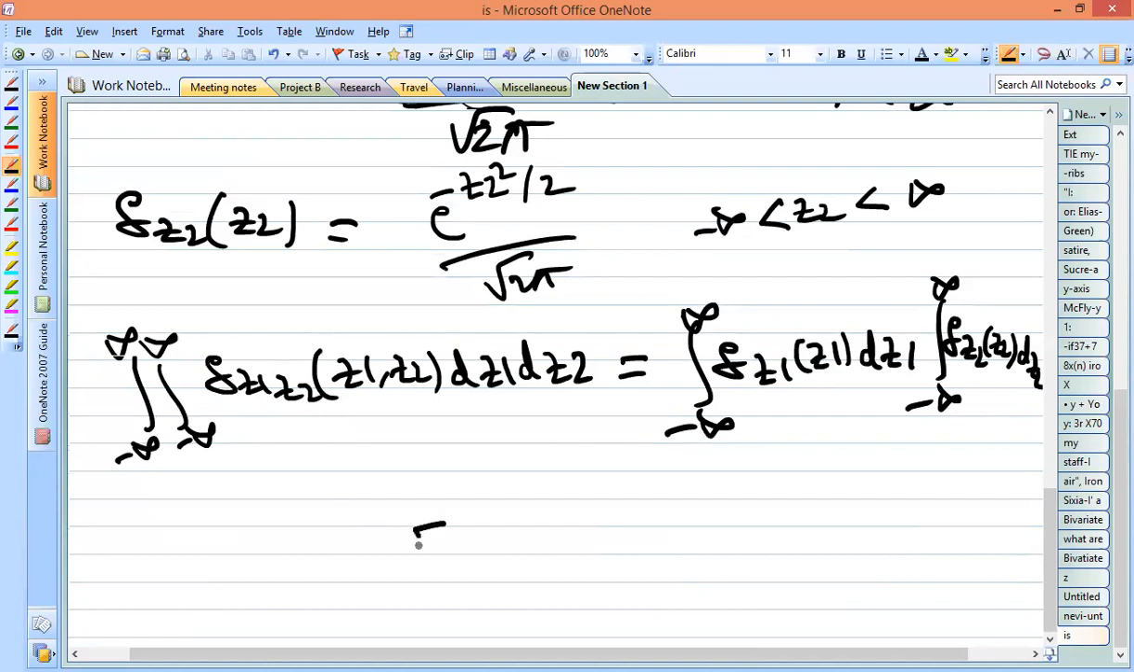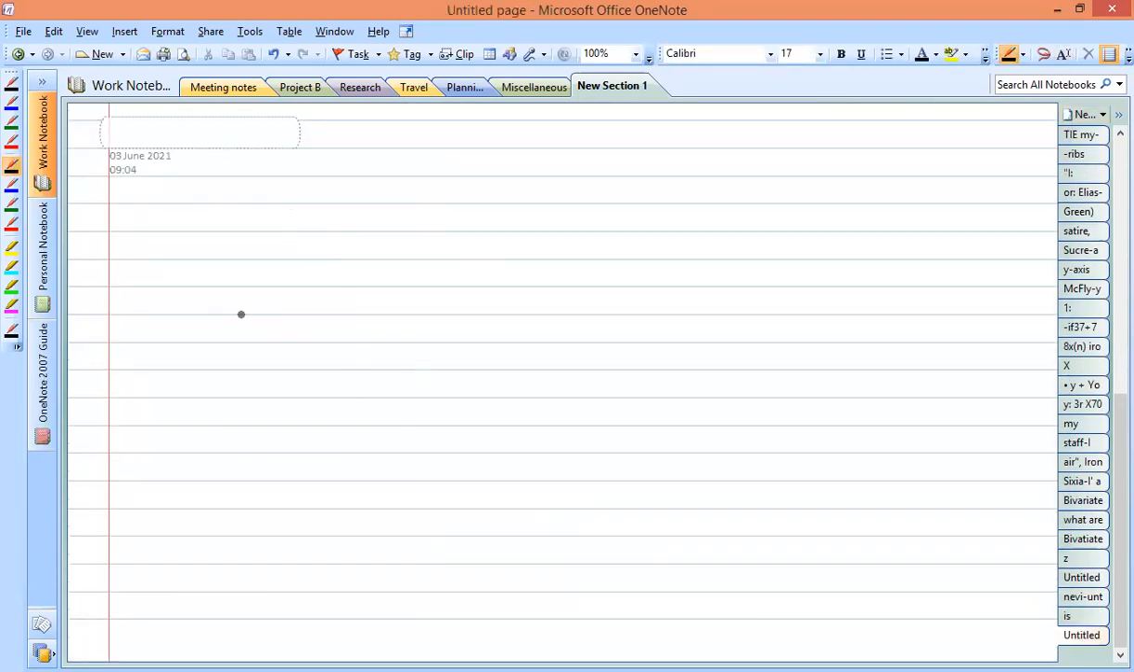So here this is nothing but the area under the PDF. So this is equal to 1 and this is also equal to 1. And when you substitute, this will result in the value 1. So this is the proof to show that the Gaussian bivariate PDF always takes the value 1.